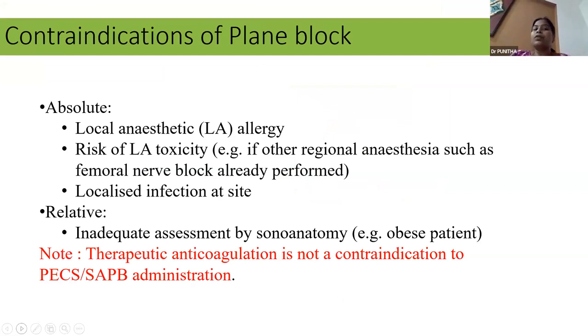So what are the contraindications of plane block? Absolute contraindications are local anesthetic allergy or the risk of local anesthetic toxicity if regional anesthesia is provided in some other place also, or there is localized infection at the site where you want to do it. Relative contraindication is inadequate assessment by the sonoanatomy. So always we do a scout scan and see the planes and then decide to proceed with the plane blocks or not. However, we have to note that therapeutic anticoagulation is not a contraindication to PECS or serratus anterior plane block. Next slide.